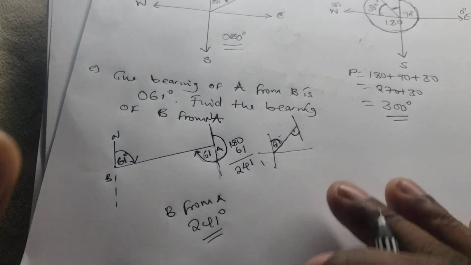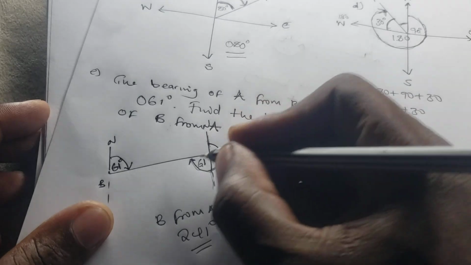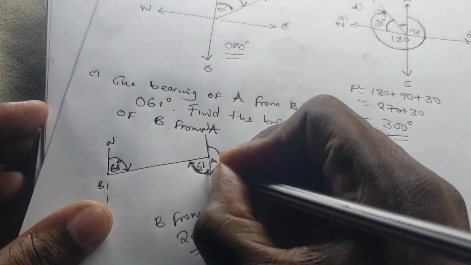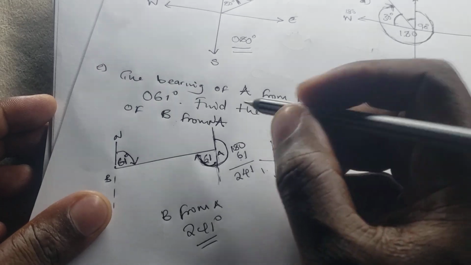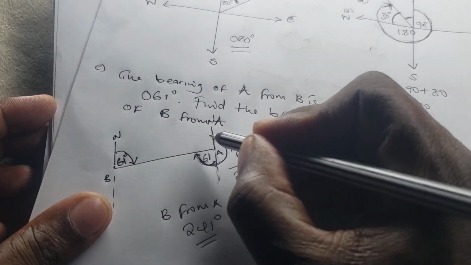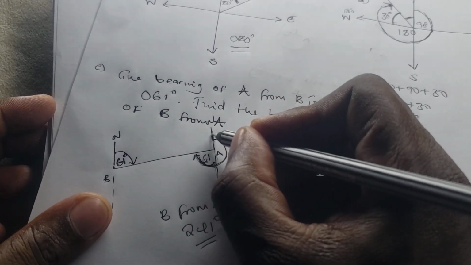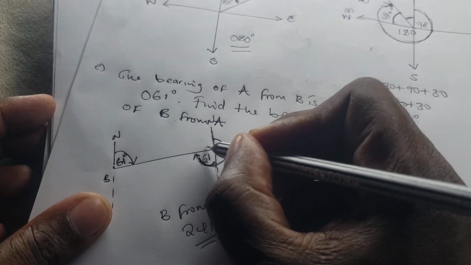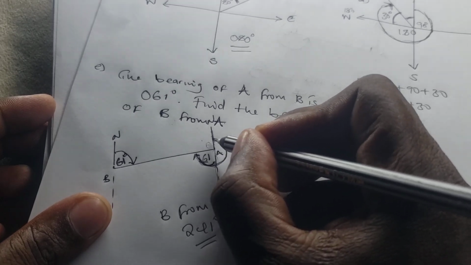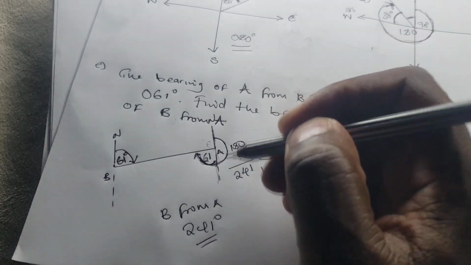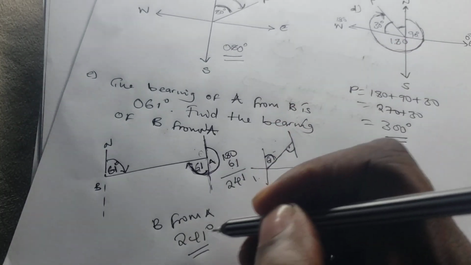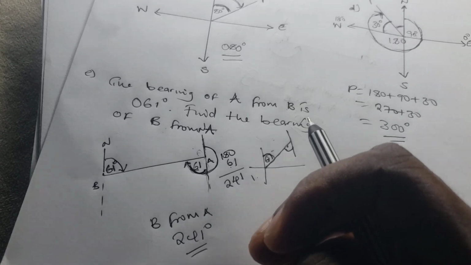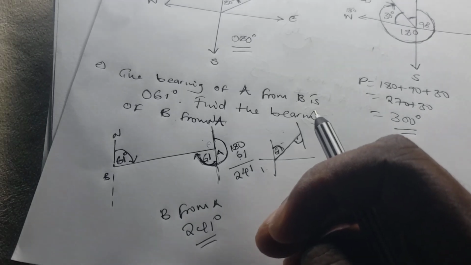If that is confusing, after you identify this line, what you're supposed to do next is simply say in a straight line, so 180 minus 61. Then whatever you find for that, you subtract from 360. Then you still find the 241. Good.